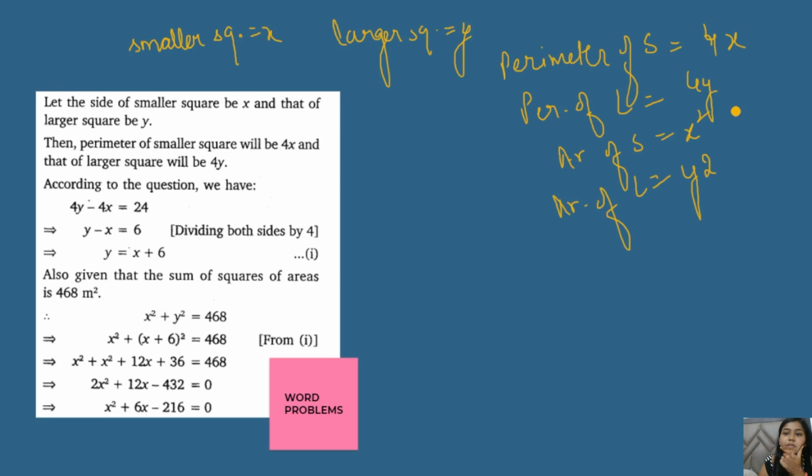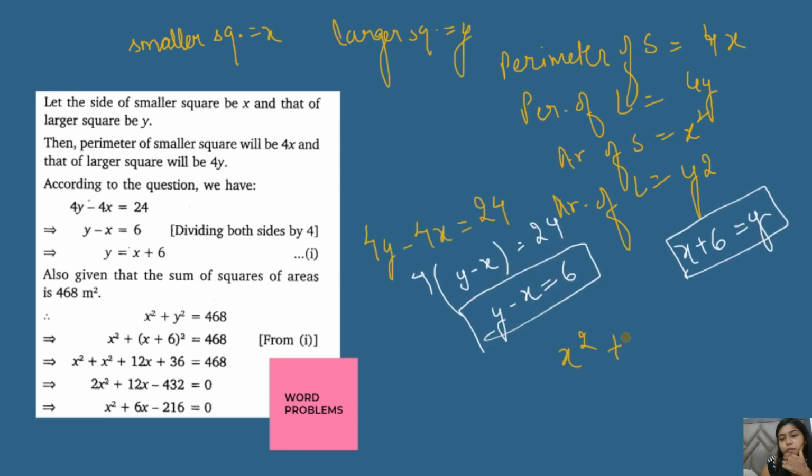So the equation will be like this. Now what you have to do is just solve this equation. We can take 4 common, so y minus x equals 24 divided by 4, and we'll be getting 6. So our equation is x plus 6 equals y. This is our equation. Now the next equation is the sum of the squares of the areas, and their sum is 468, right?